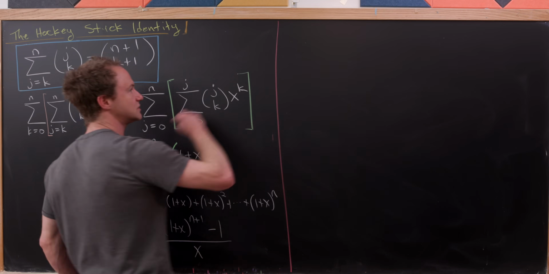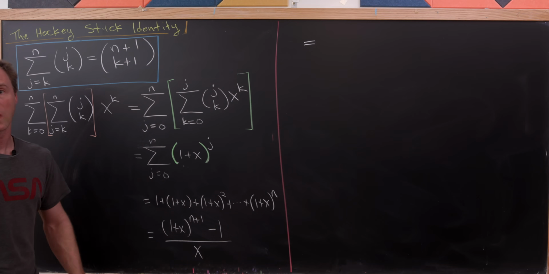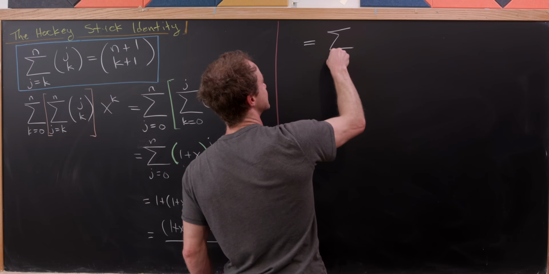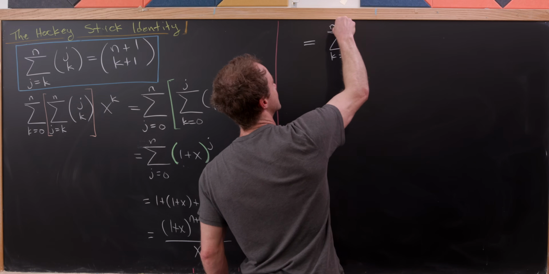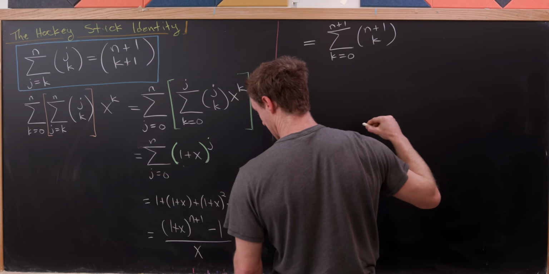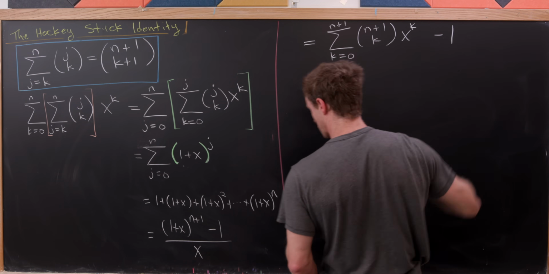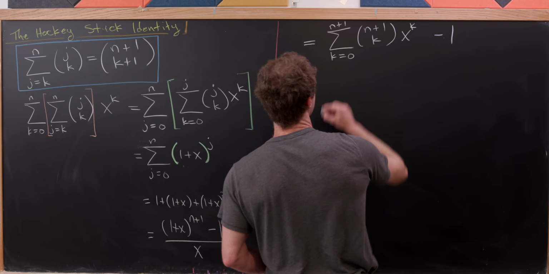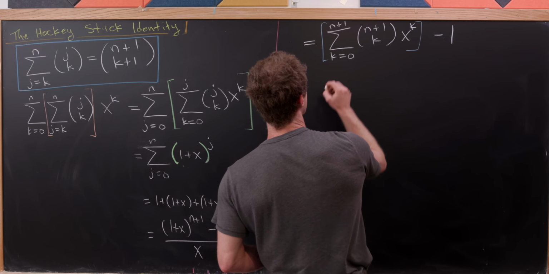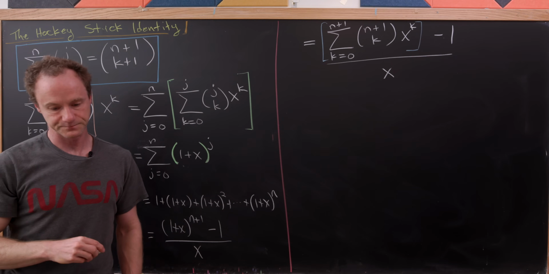So now I'll go over here and re-expand this (1 plus x) to the n plus 1. That's going to expand as the sum as k goes from 0 to n plus 1 of n plus 1 choose k times x to the k. And then we're going to subtract 1 from that entire thing. So I'm going to put some parentheses around this just to make sure that we know we're subtracting 1 from that entire thing, and then we've got an x in the denominator.